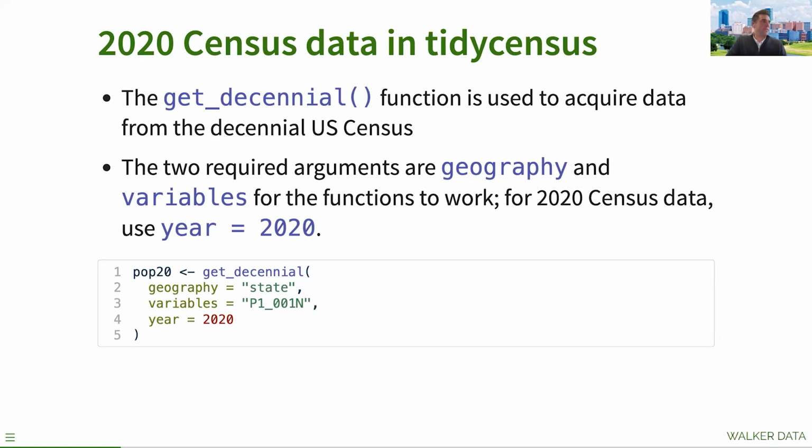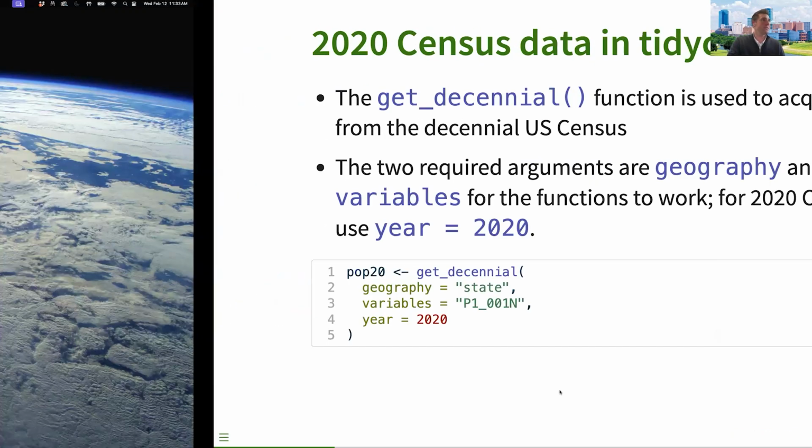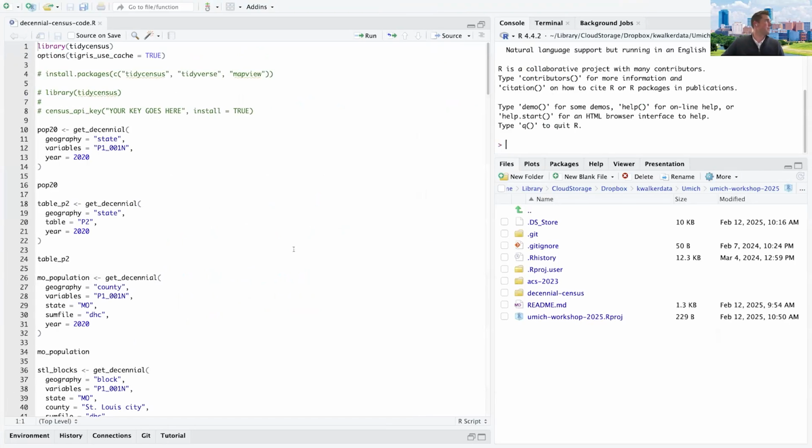So there are two required arguments in the get decennial function: geography and variables. And I like to hard code the year. 2020 is the default year in get decennial, but I still like to hard code it just to make sure that I have full reproducibility of my code, especially if there are changes in the future. So what this code does, and we're going to go ahead and execute it in just a moment, is it pulls state level total population data from the 2020 decennial census. So let's jump over here and take a look.